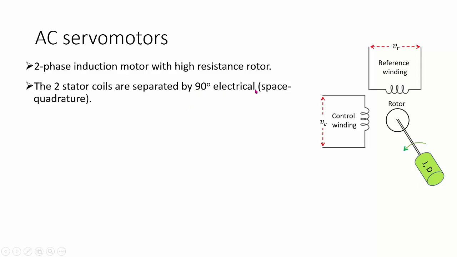I assume that you know about electrical and mechanical angles and the relation that exists between them. Even in case you don't, I'll try to explain this apart from the scheduled lectures, or I'll provide you a link to understand the relation between electrical and mechanical degrees. So we assume that they are separated by 90 degrees electrical, and we call this space quadrature.